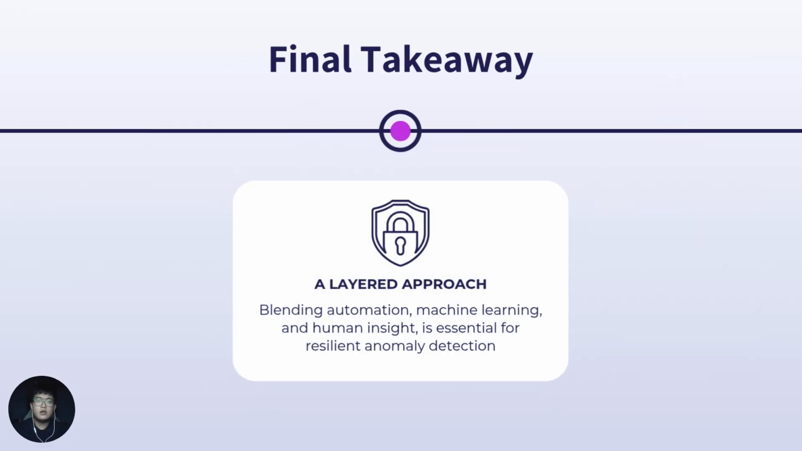The key takeaway is that no single model catches everything. A layered approach combines multiple ML models for broader coverage, SIEM correlation to see the full picture, threat intelligence to add context, and human analyst review to validate alerts. This blend of automation, machine learning, and human insight gives the most resilient anomaly detection.